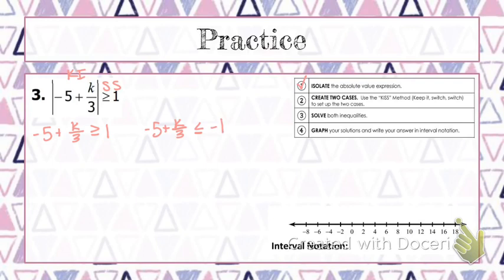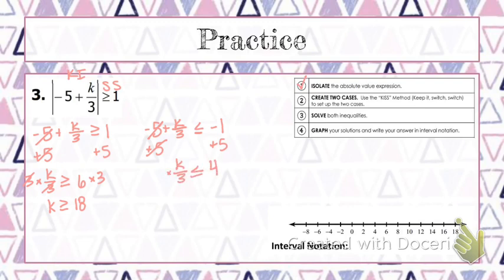All right, so let's solve the first one. Add 5 to both sides. And we get k over 3 is greater than or equal to 6. Multiply both sides by 3. And we get k is greater than or equal to 18. We'll solve the other one. Add 5 to both sides. K over 3 is less than or equal to 4. Multiply both sides by 3. And we get k is less than or equal to 12.